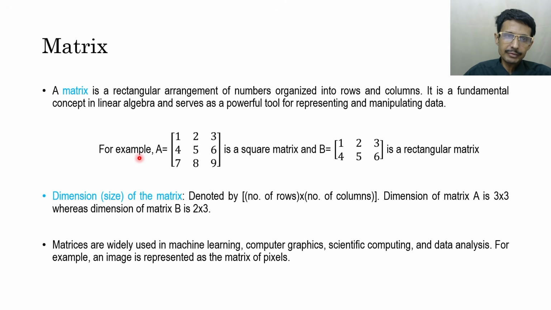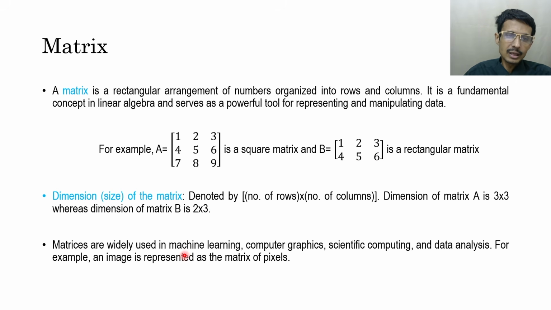For example, if A is a matrix, it's a 3 cross 3. This is a square matrix because the number of rows and number of columns are the same. And B is a rectangular matrix because it's a 2 by 3. That means the number of rows is 2, the number of columns is 3. So first of all, what is the size of the matrix? Size of a matrix is basically the number of rows into number of columns. So this is a 3 cross 3 matrix. It's a 2 cross 3 matrix.